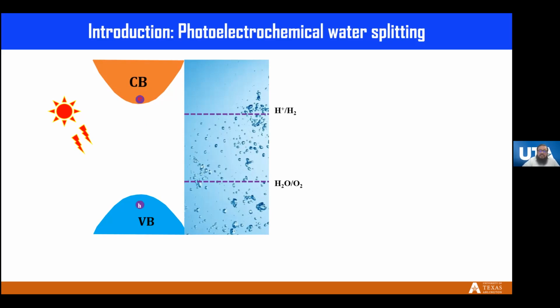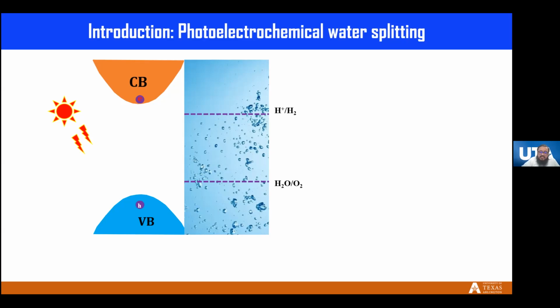So this is mostly water with some acidity or basic properties, depending on the nature of the electrolytes. And these two dotted lines are the hydrogen and oxygen reduction potentials. For a proper hydrogen or water splitting reaction, this chemical energy or this reduction energy level should be below the conduction band minima, and this oxygen reduction potential should be above the valence band maxima.